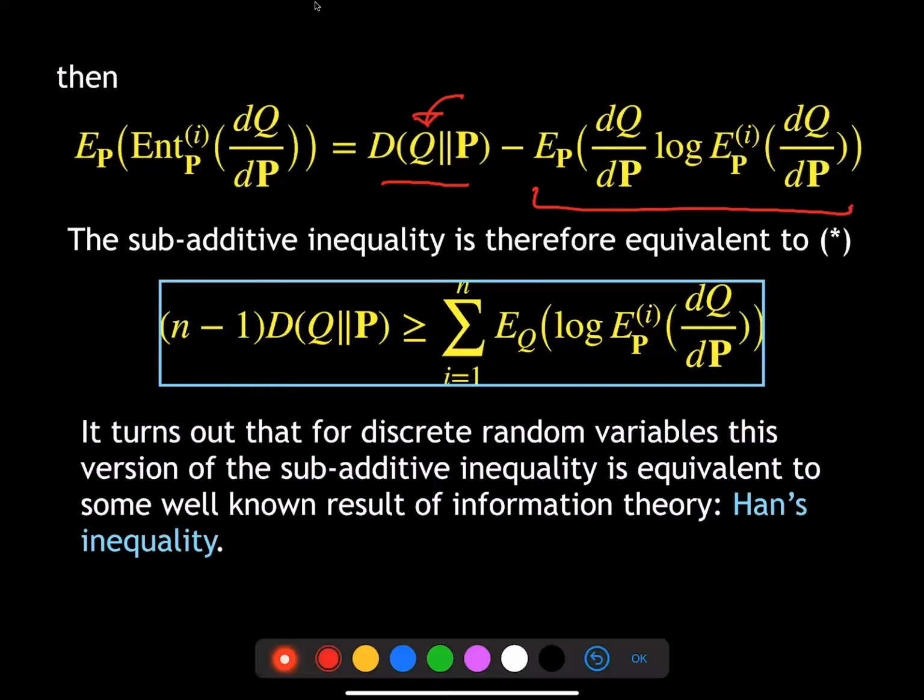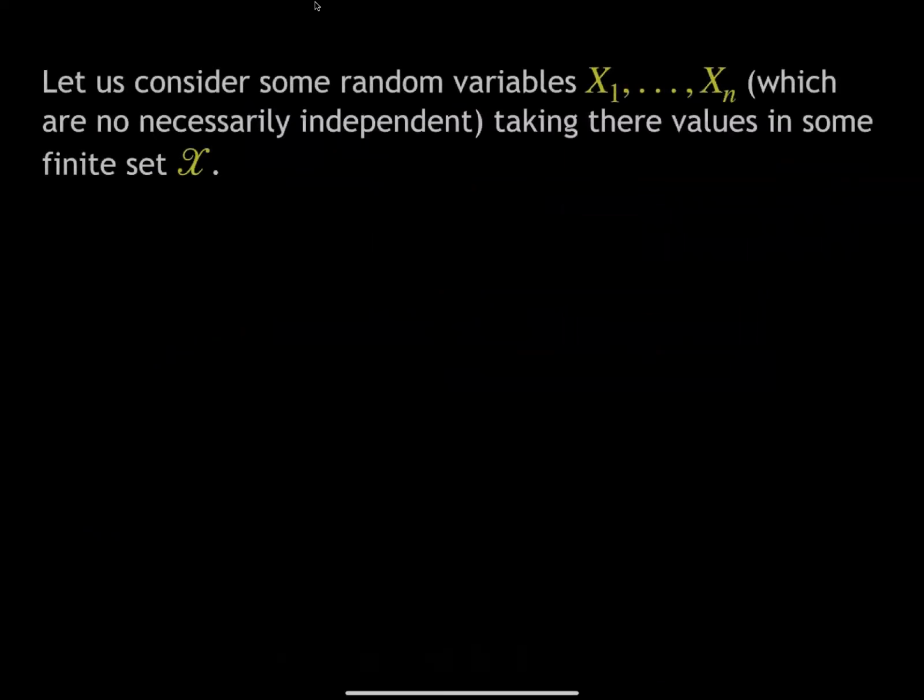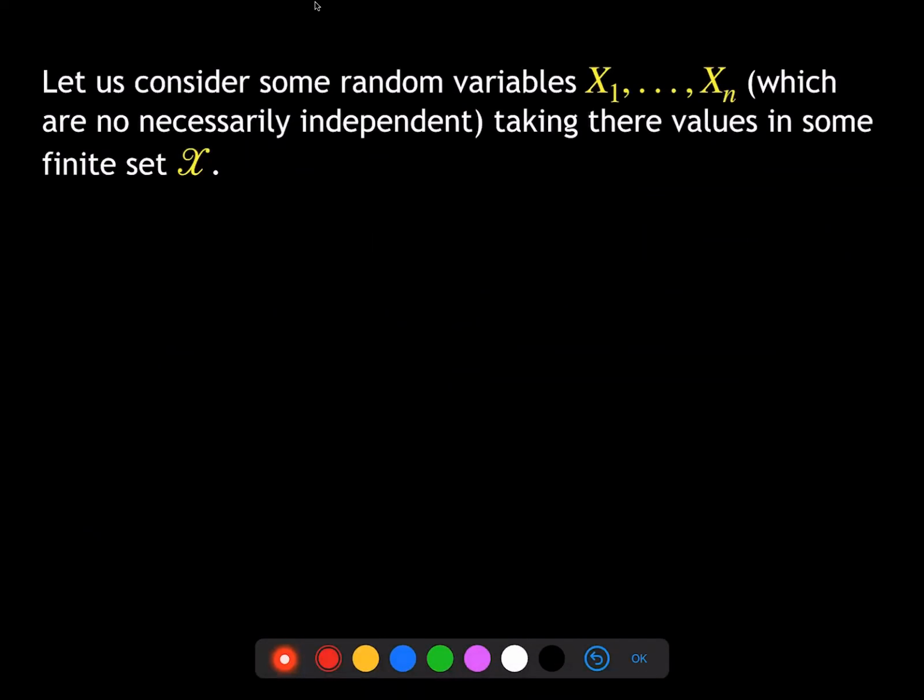Now let's turn to the discrete situation in order to derive Han's inequality. In this discrete situation, capital P here will merely be the uniform distribution on a finite set. So now the variables that we are looking at are not necessarily independent. I call them X1, ..., Xn, but they are not necessarily independent. They take their values in a finite set X.